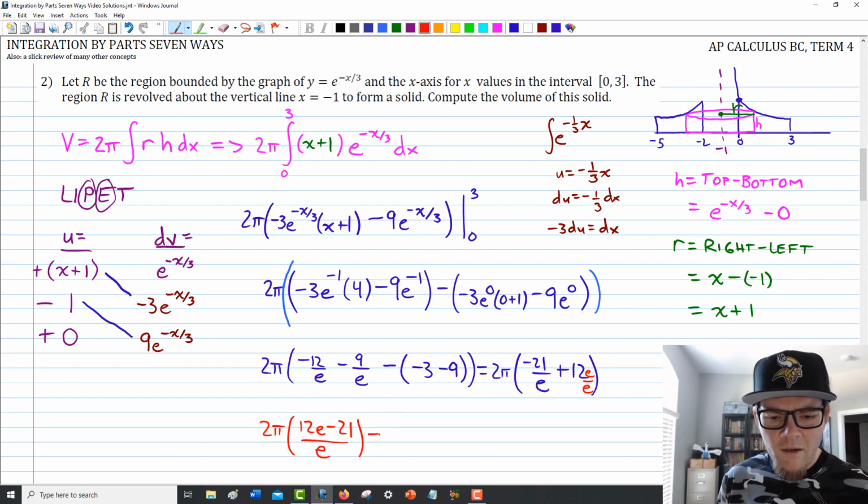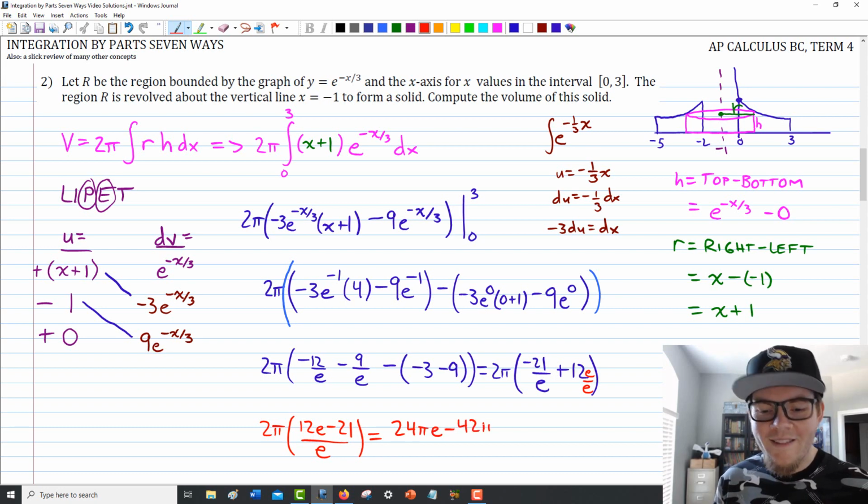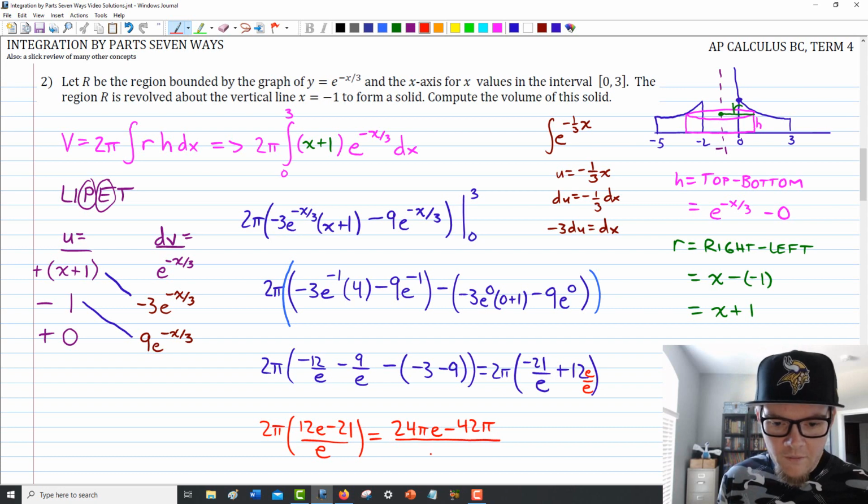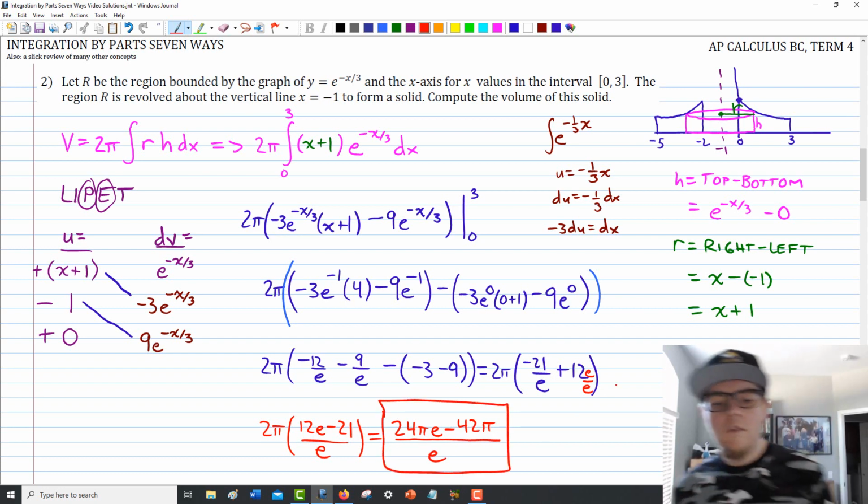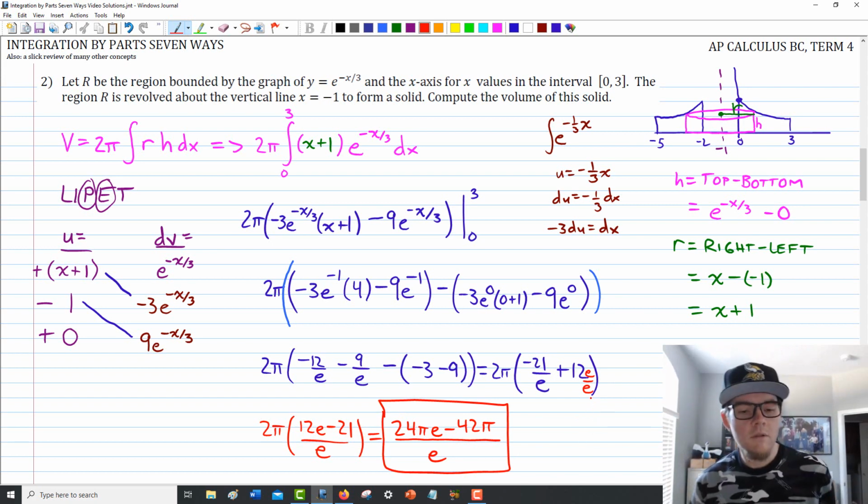And I could stop right there, but I'm not, because I see a possibility here. If I multiply 2 pi through, it's going to give me 24 pi times e minus 42 pi. And then, of course, the whole thing is divided by e. So there is my numeric answer. So I believe that is actually our volume in this case.